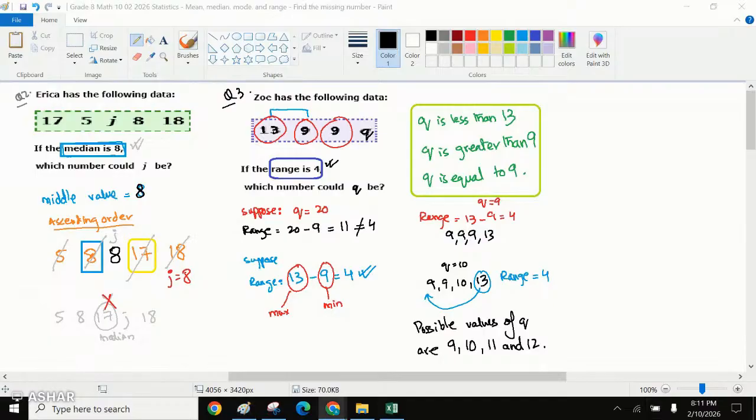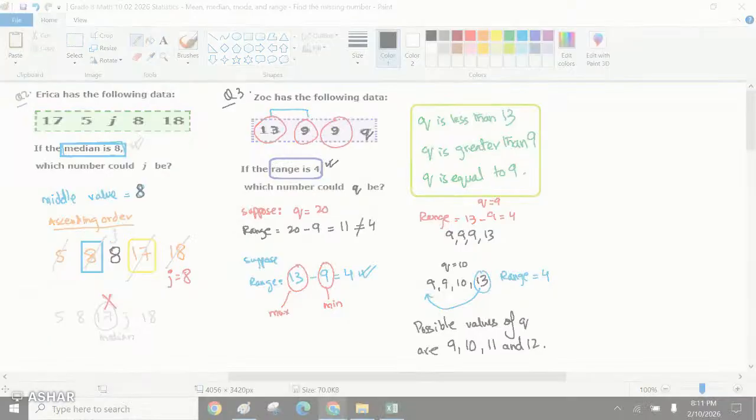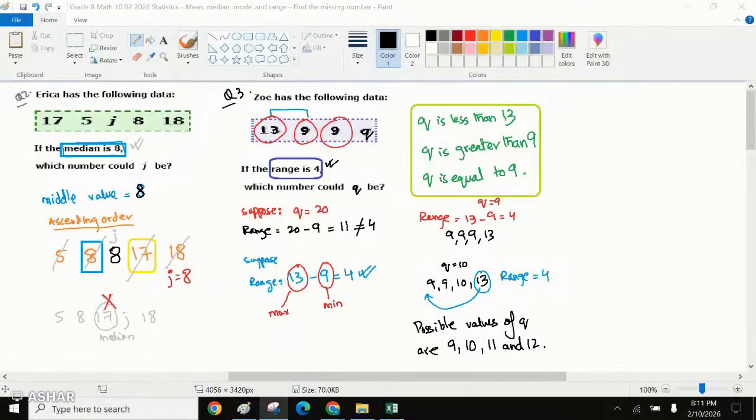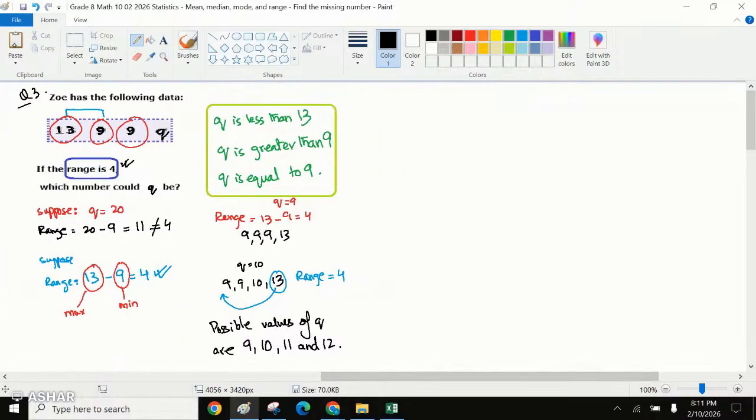Hi, Job. We are looking at mean, median, and mode. And what we are doing is, it's a reverse question, right? The answers would be given to us, and we would try to find the possible missing values, okay? So let's try another question.